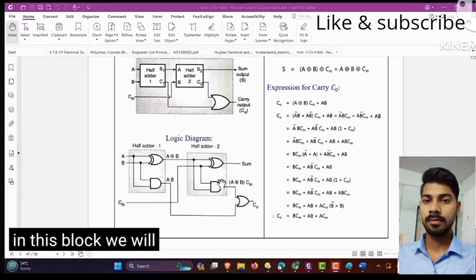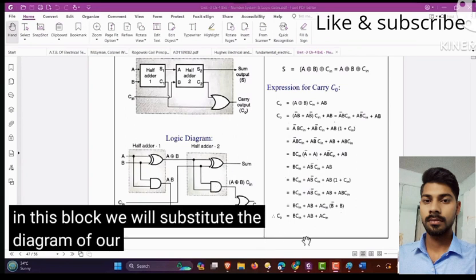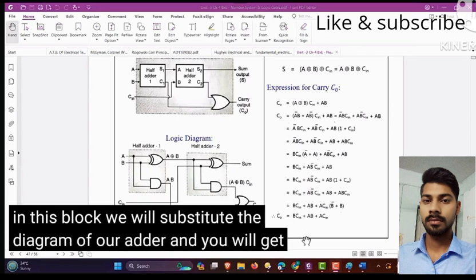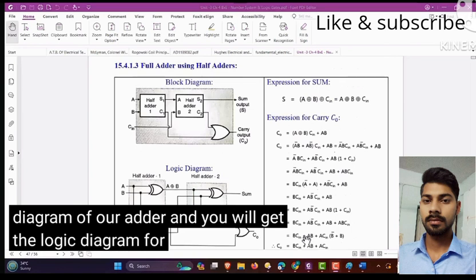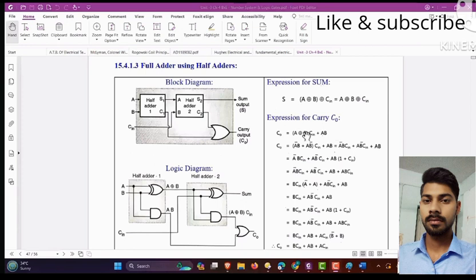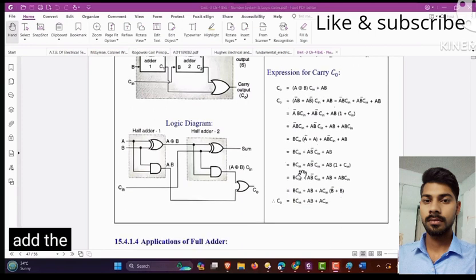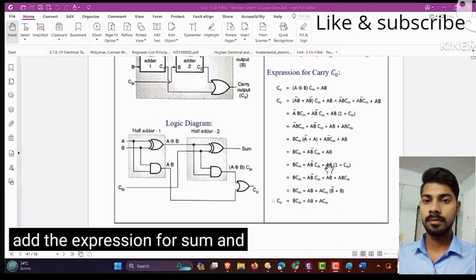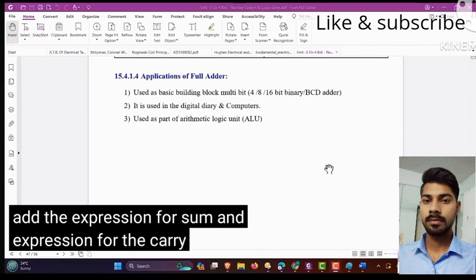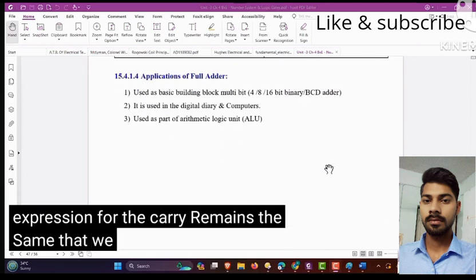In this block, we will substitute the diagram of half adder and you will get the logic diagram for full adder. The expression for sum and expression for the carry remains the same that we have already derived.